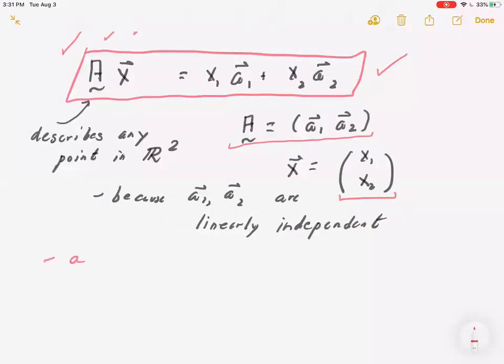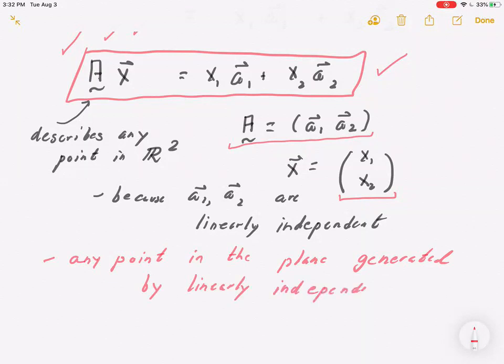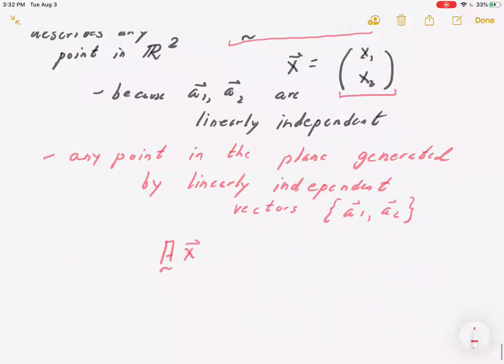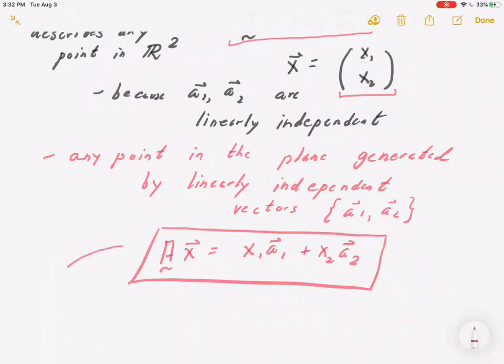So let's say this again. Any point in the plane generated by linearly independent vectors A sub 1 and A sub 2 satisfies this expression, where this thing on the left is sort of a new way of looking at points in the plane.